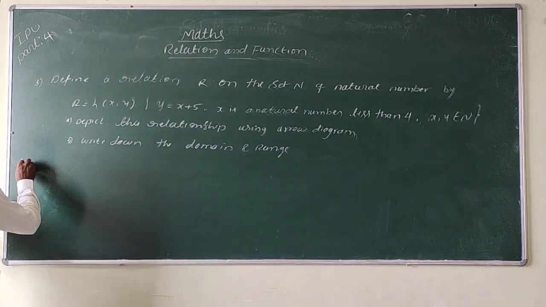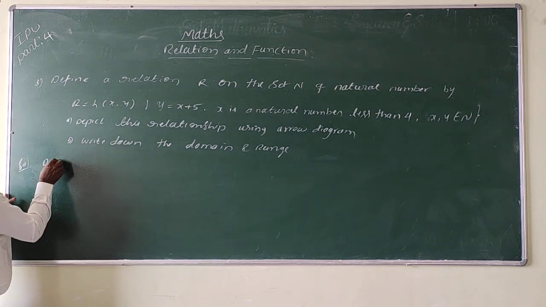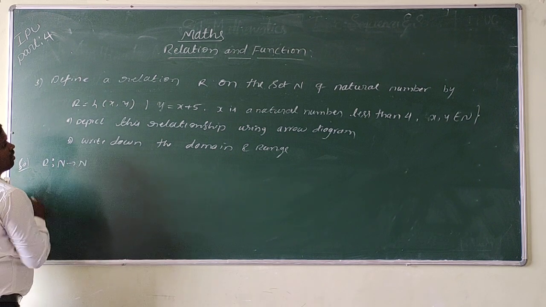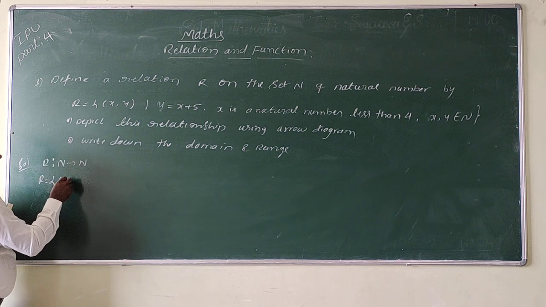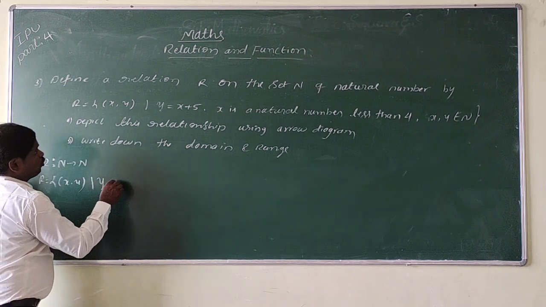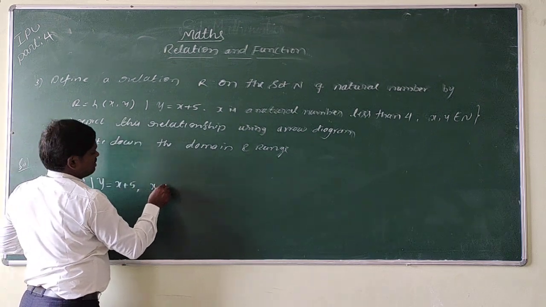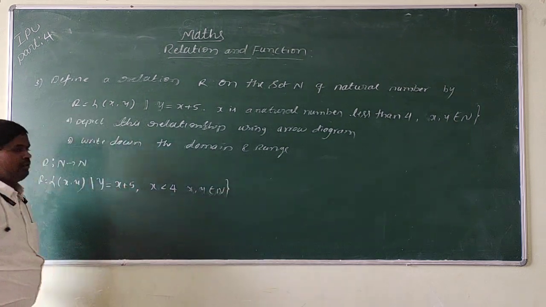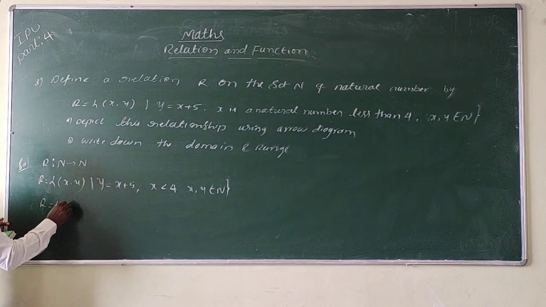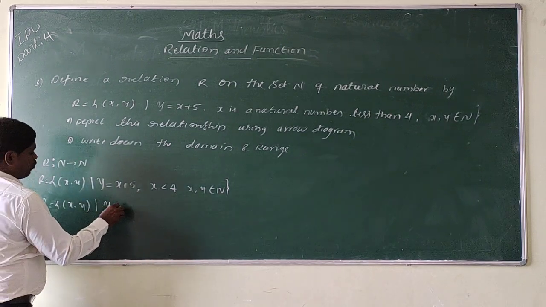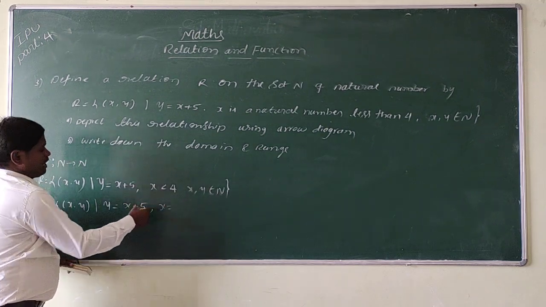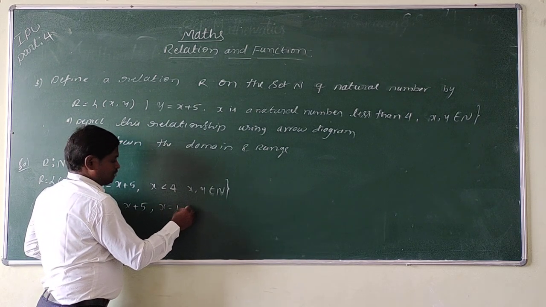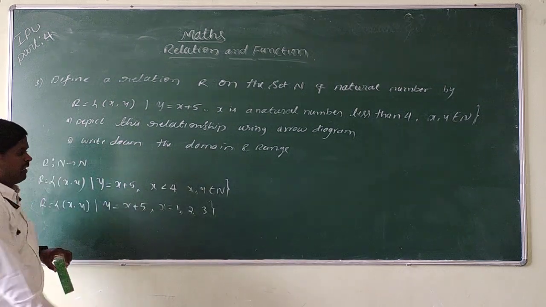Okay, so the solution. R is given. R is defined from natural numbers to natural numbers, and R is the set of all ordered pairs (x, y) such that y = x + 5 and x < 4, where x and y belong to the natural numbers. What values are we going to take? Natural numbers less than 4 are 1, 2, 3. So we take 3 values for x: 1, 2, 3.